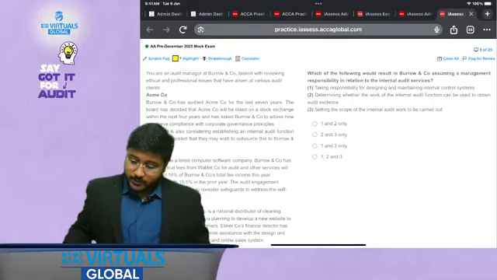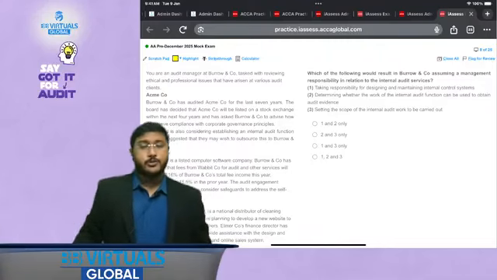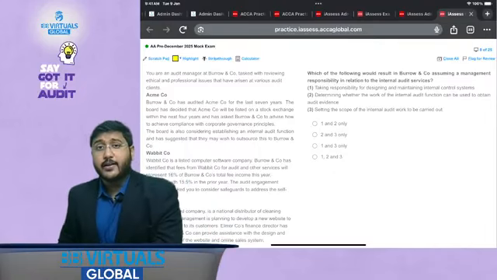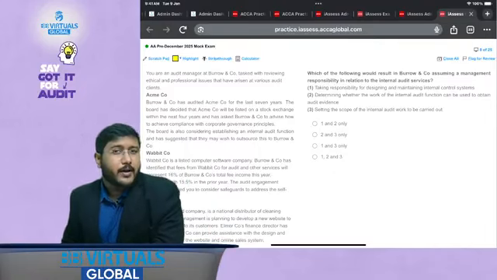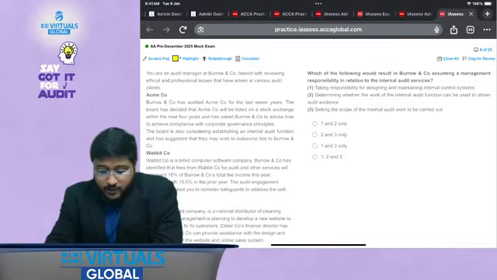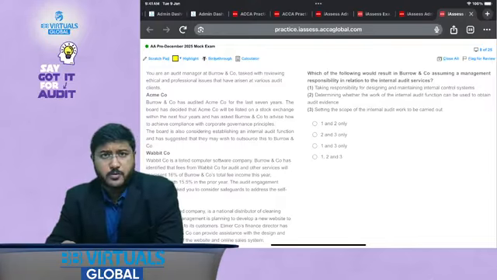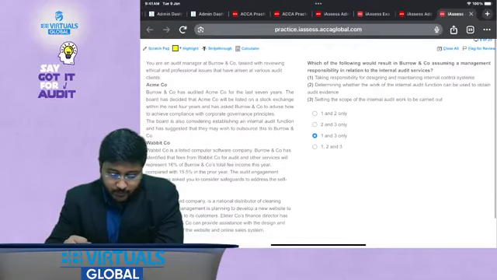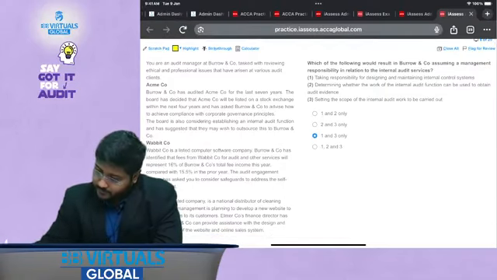Which of the following would result in Borrow and company assuming a management responsibility in relation to the internal audit services? That is, what are the following services that this audit firm could do that will end up in assuming a management responsibility? Taking responsibility for designing and maintaining internal control systems. Yes, this could be there. Determining whether the work of the internal audit function can be used to obtain audit evidence. Now this is not management responsibility, this is the function of the auditor only. Setting the scope of the internal audit work to be carried out. If you are setting the scope, then you are doing the management responsibility. So first and third should be the right option, which is the third option. Let me write, yes, third option.